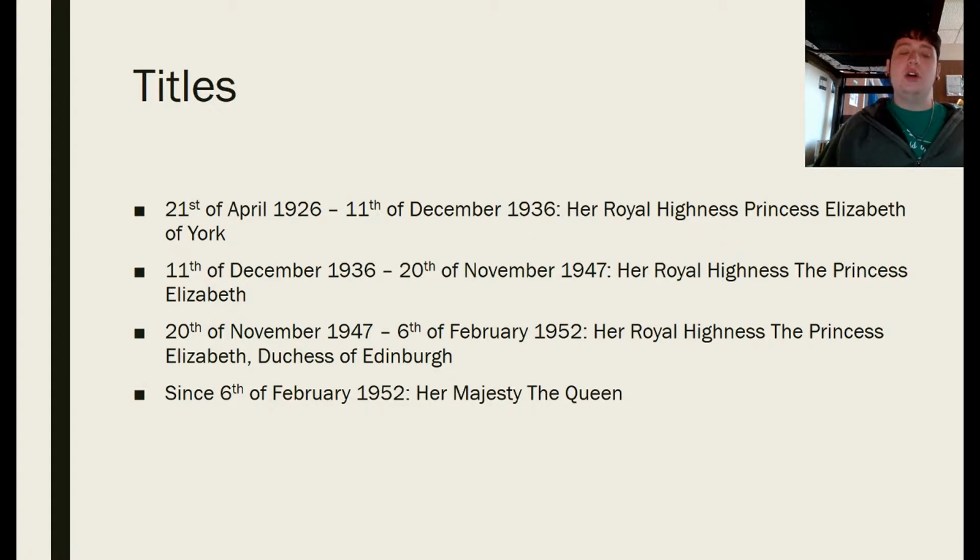Elizabeth. On the 20th of November, 1947 to the 6th of February, 1952, she was Her Royal Highness the Princess Elizabeth, Duchess of Edinburgh. On the 6th of February, 1952, she became Her Majesty the Queen.